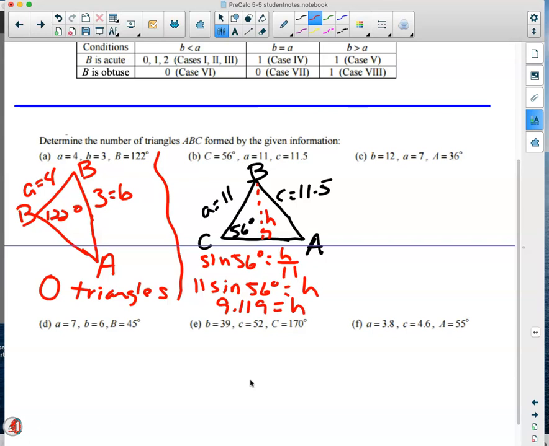So now we can get one triangle if C is longer than 9.119. Yep, we've got one triangle, but there's a possibility there might be two. So now, if I swing 11.5 over to the other side of the triangle, is it going to hit the base again? Nope, because this is only 11. So the 11.5 will be too long and it'll hit out here somewhere. It's not going to hit the base. One triangle is all we get for this one.